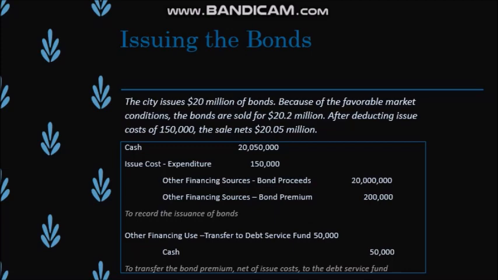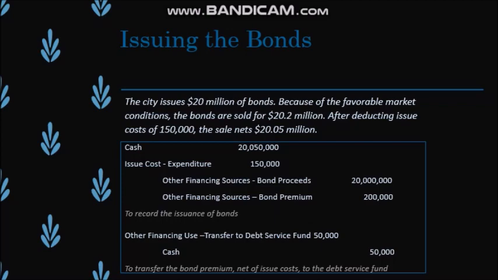$20,050,000. So looking at the journal entries, we can see that the cash would be debited for $20,050,000. This is representing the net sales from the bonds. But we will also debit issue costs for $150,000. And then we'll credit bond proceeds for $20 million and bond premium for $200,000. And that entry is to record the issuance of the bonds.